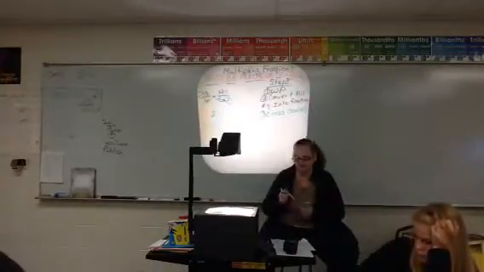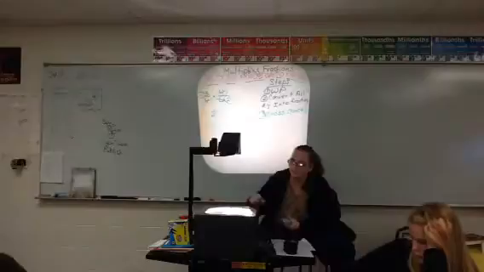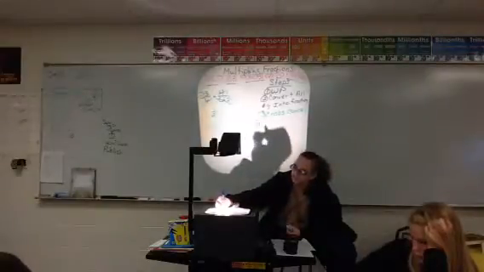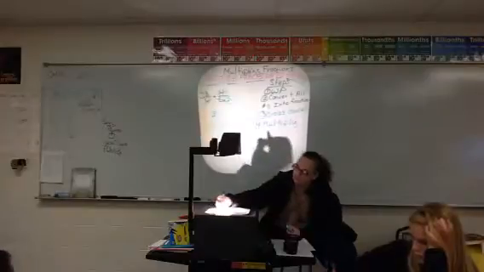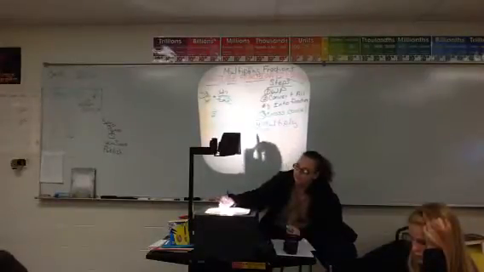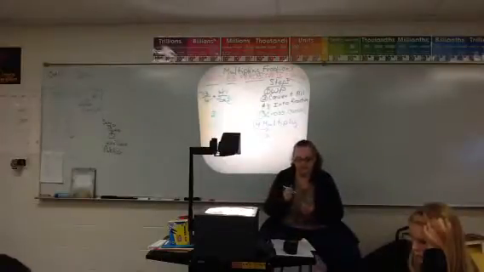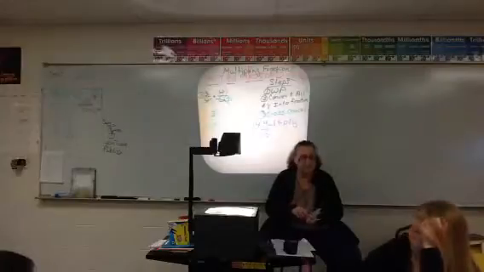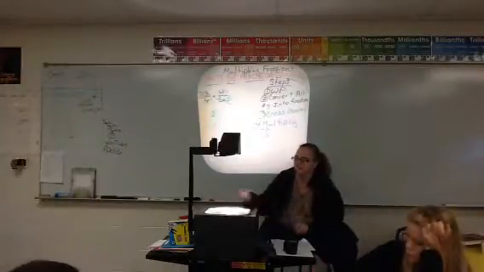So step 4 is multiply straight across the top, straight across the bottom. Okay. Straight across the top, and straight across the bottom. And what's step 5 with fractions all the time? Reduce. Reduce if necessary.